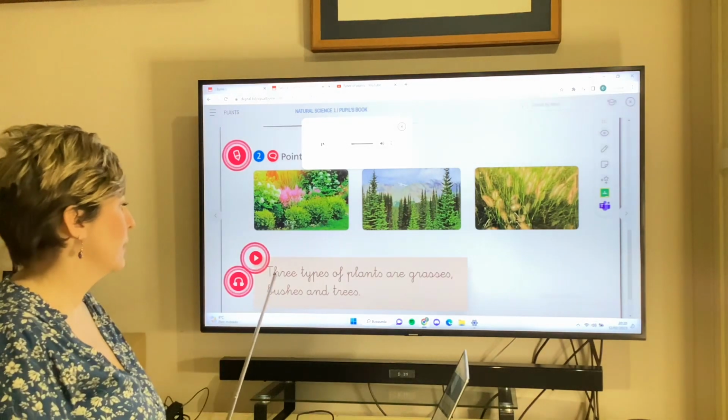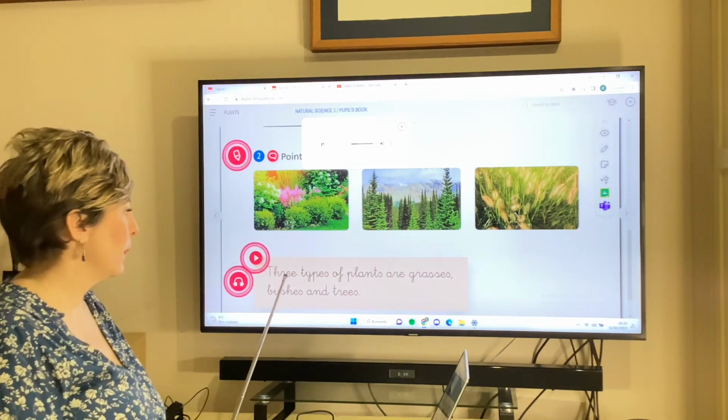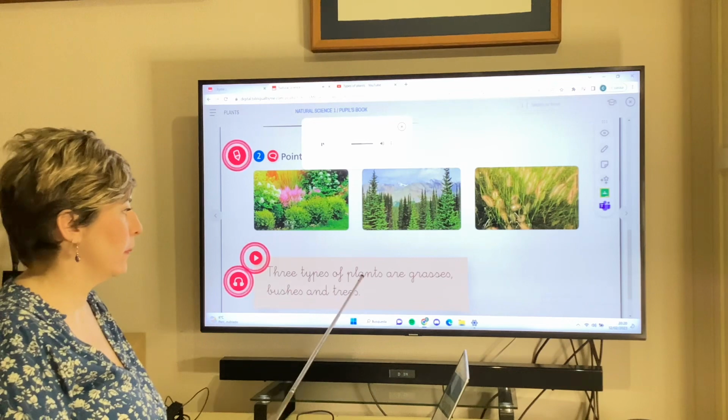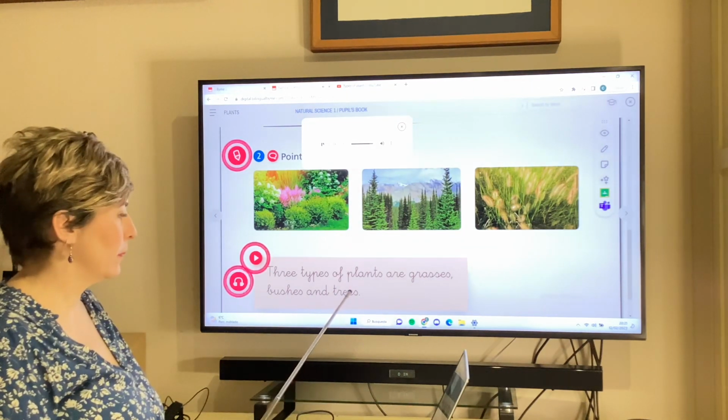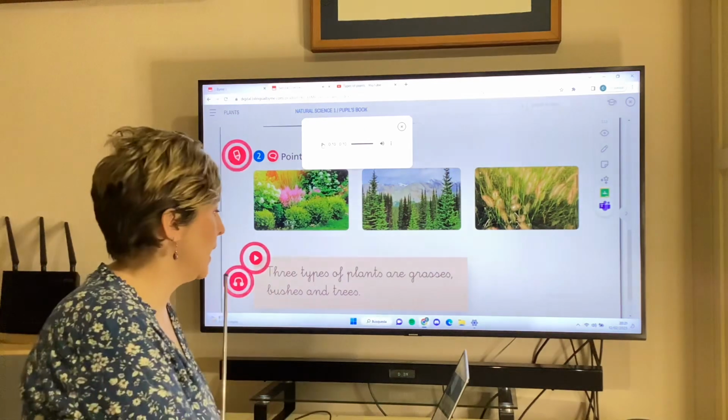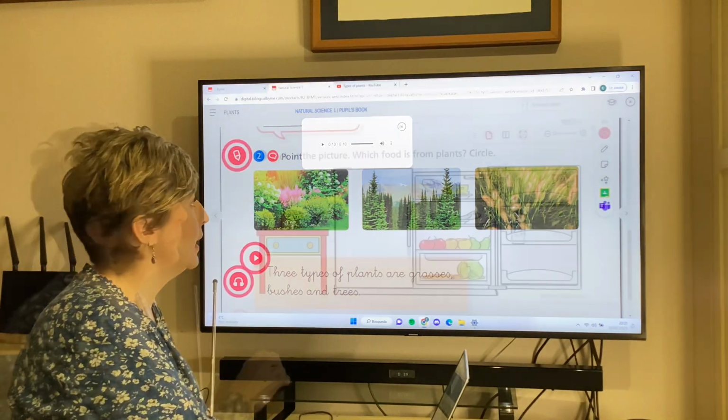Types of plants. 3 types of plants are grasses, bushes, and trees. Those are the 3 types of plants that we have studied.